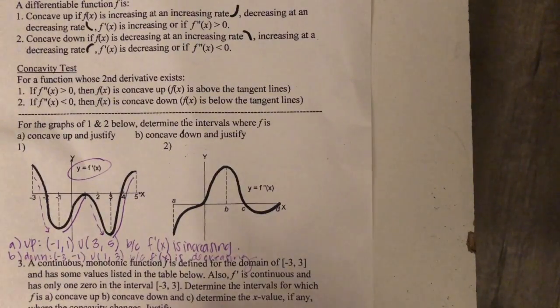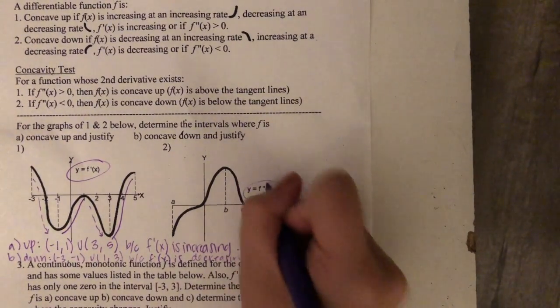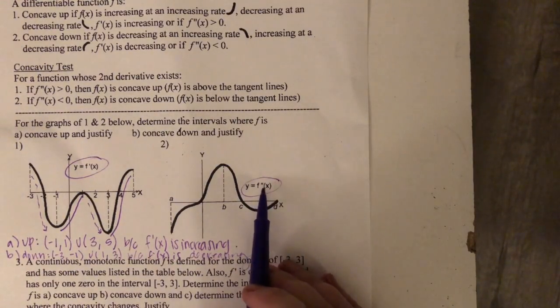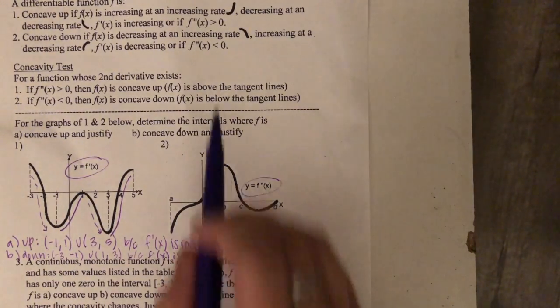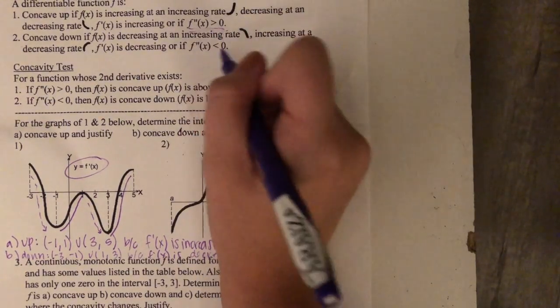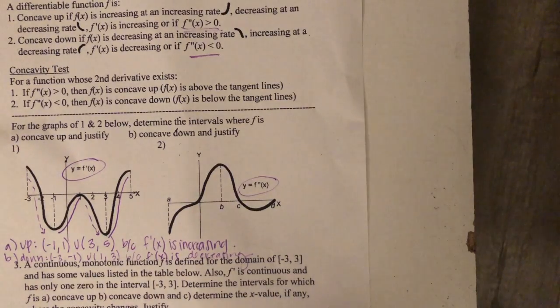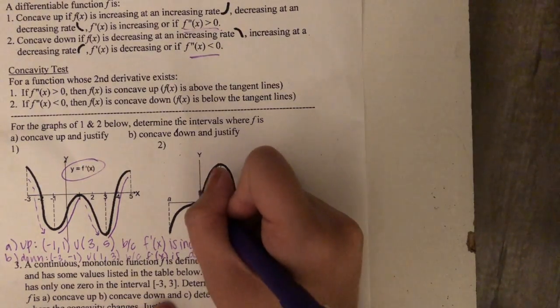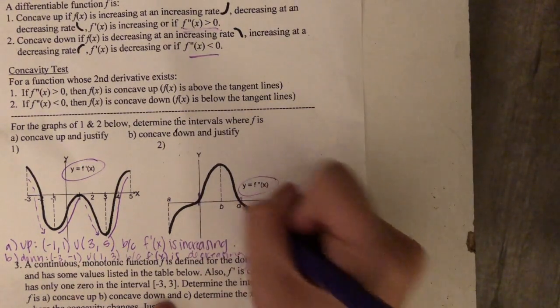All right. Looking at number 2, look carefully what graph is given to you. We are being given the derivative graph, or second derivative graph, I'm sorry. So we've got f double prime here, the second derivative. So in this one, I'm looking to see where it is greater than 0 is where it's concave up, and less than 0 is concave down. So greater than 0 means above the x-axis.